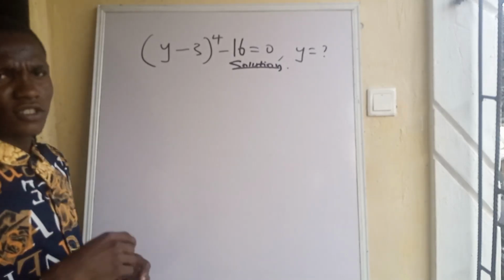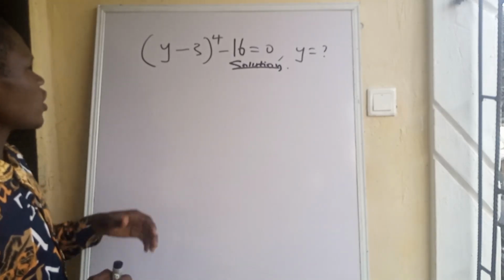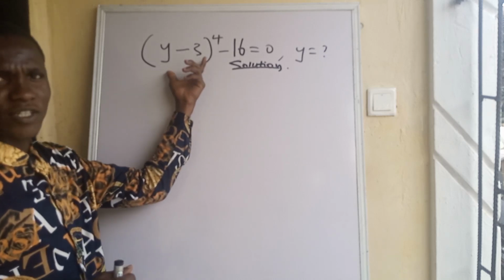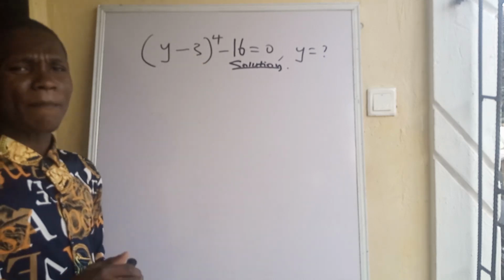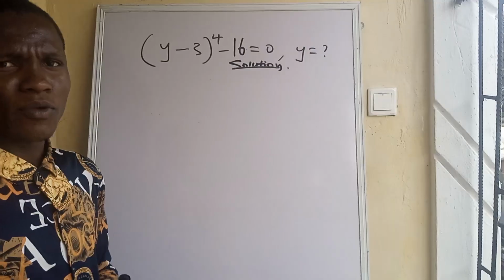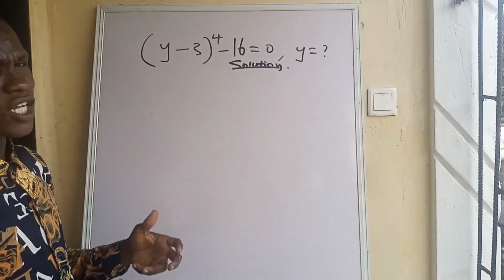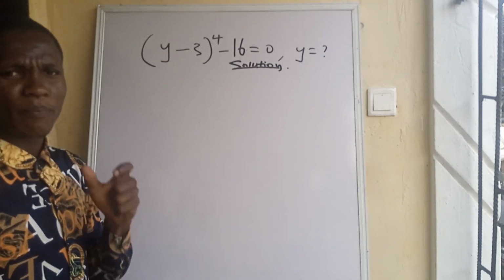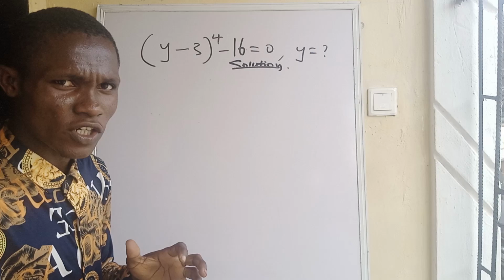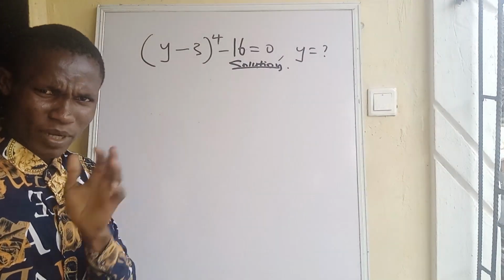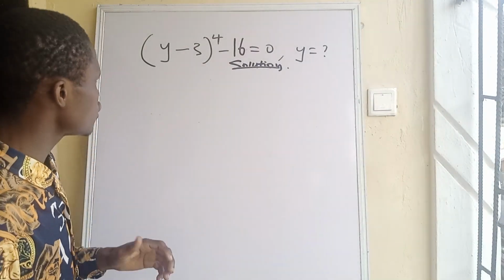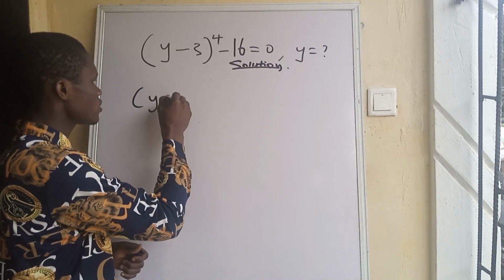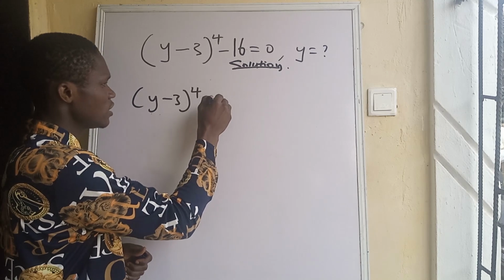In the course of this question, I'm going to use a little trick instead of opening this bracket directly, because if I want to open this bracket I need to apply the Pascal triangle or the binomial theorem. But without using those two methods, I can simply use an easier method to solve this. So let's see how we can solve this without using the Pascal triangle method or the binomial theorem. Having this, we can simply write this down again, which says open bracket y minus 3 to the power of 4 minus 16 is equal to 0.